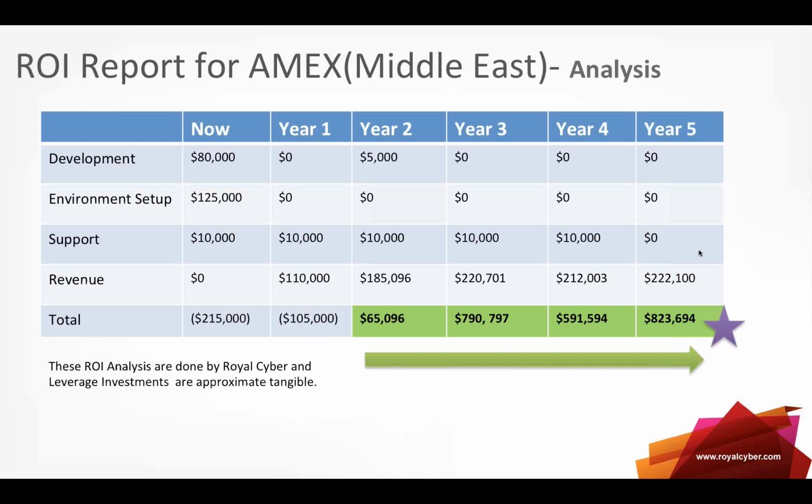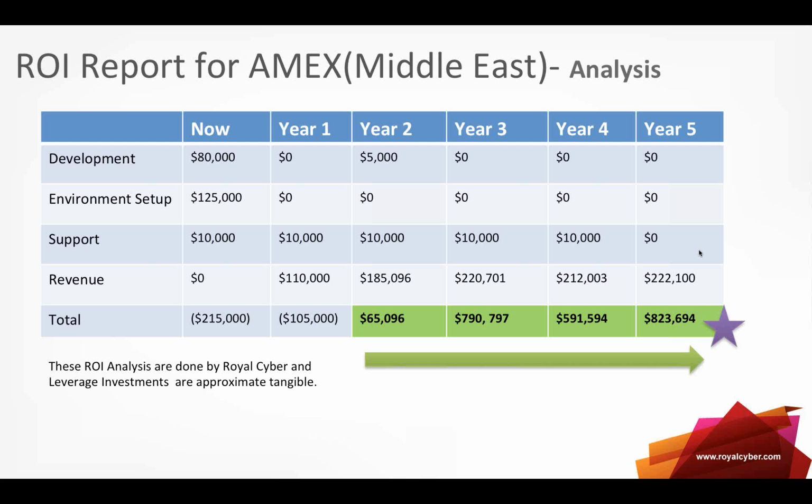This is one of the analyses that we did for our customer, American Express Middle East. As you can see from the chart, I'm not going to go through the chart because it's very self-explanatory. How from year 5, how the return on investment has changed. As you can see, the development cost goes down to like $0 in the next 5 years.